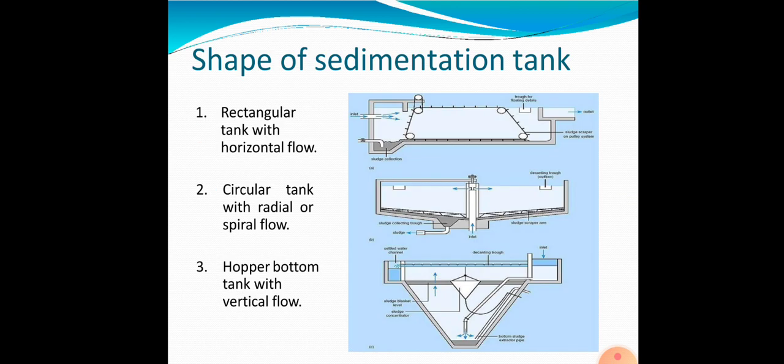Now coming to the various shapes of the sedimentation tanks. Sedimentation tanks may be rectangular in shape, circular in shape, or shaped such that the bottom part is a hopper bottom tank. In the rectangular tank, normally the flow is horizontal, and in the case of a circular tank, the flow is usually radial, or there is spiral flow. And when it comes to the hopper bottom tank, the flow is usually vertical. We'll be discussing in detail the different types of tanks and also the design of the tank in the coming classes.